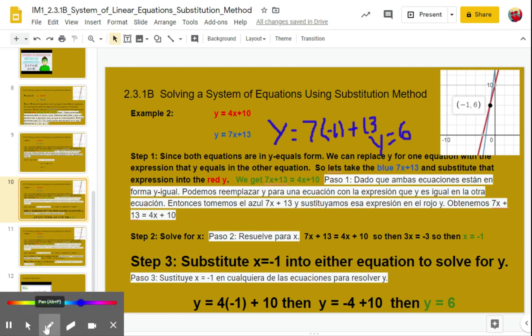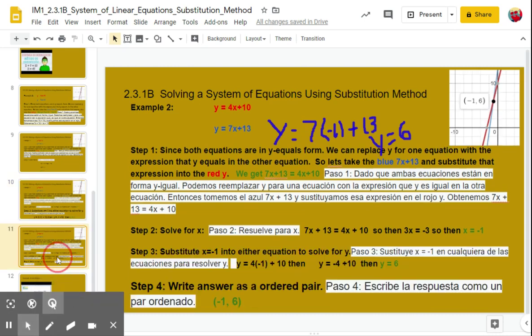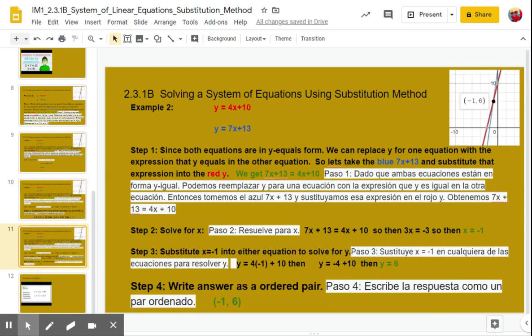Excuse me. So then our next step is to write the final answer. So what does our final answer have to look like? That's right, it's an ordered pair. So we get the answer -1 comma 6. Sorry, -1, 6, and we see our answer matches our graph in the upper right.